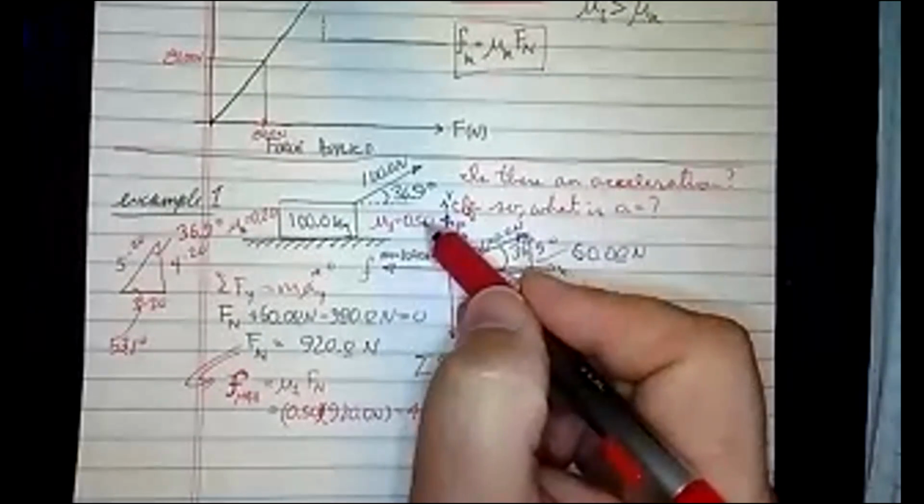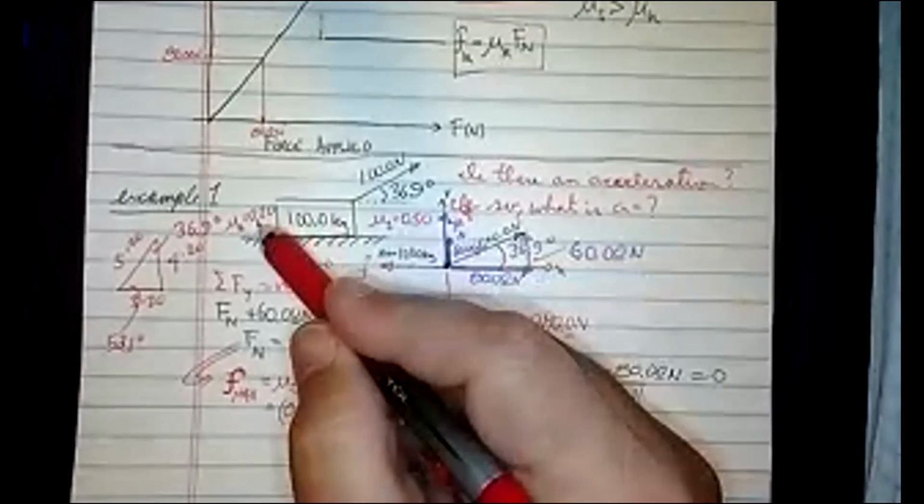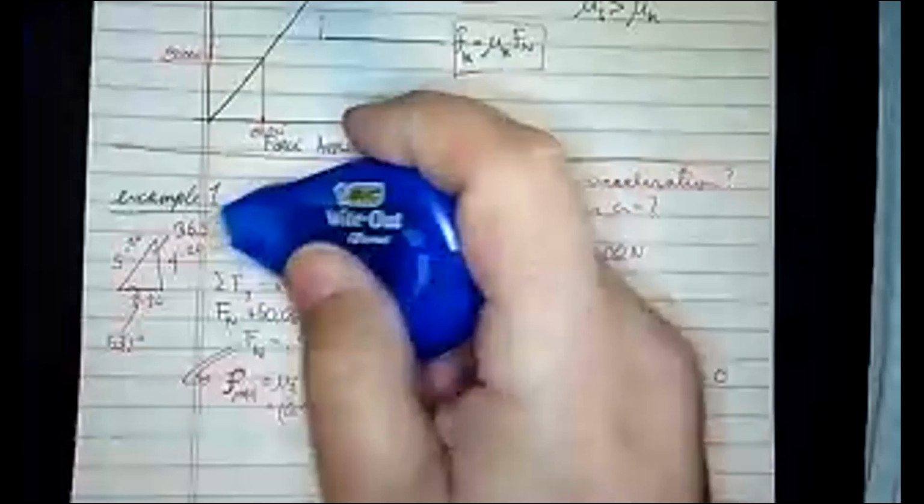Any questions on that? What's the coefficient of static? That's 0.50, and this one's 0.20. What's mu static? 0.50.